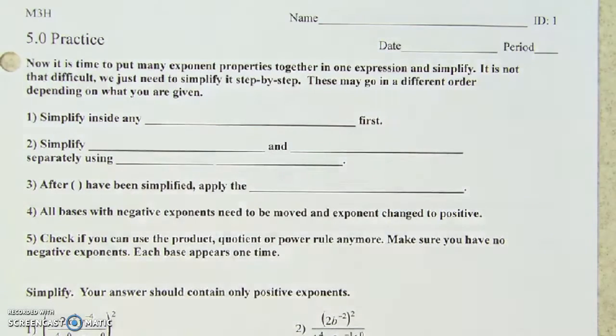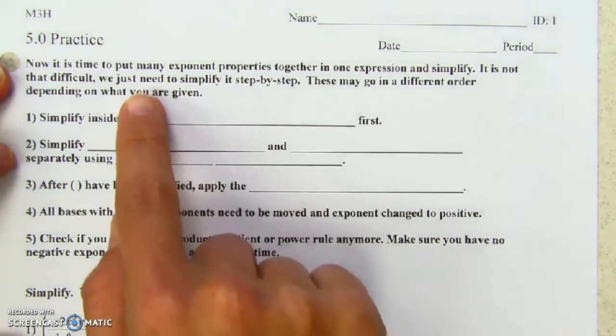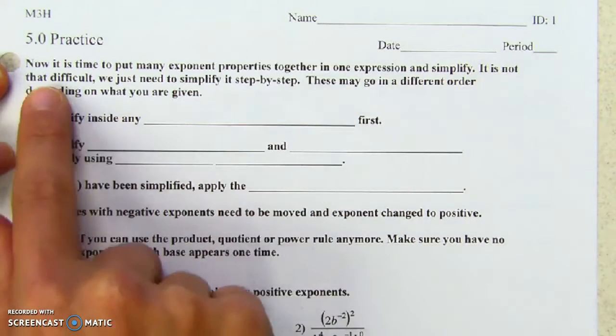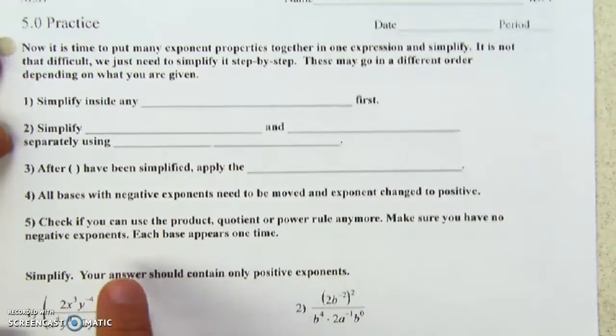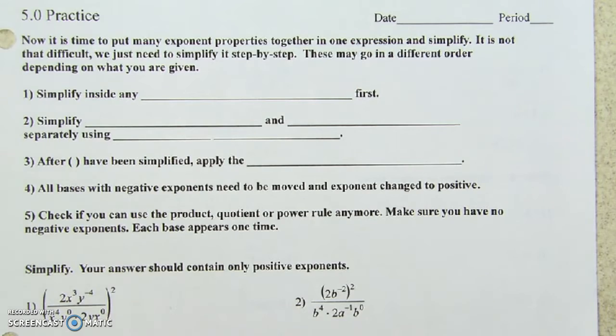And it's going to look scary, but as long as you follow all the rules and you don't make up any rules, no magic, okay, no magic, no canceling without following the correct rules, then you're going to be okay. Okay, it's time to put the many exponent properties together in one expression and simplify. It's not that difficult, but you have to go step by step. So you can't go from here straight to the answer, okay? You have to do a few steps.